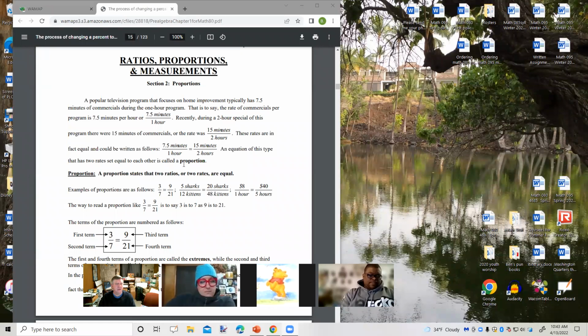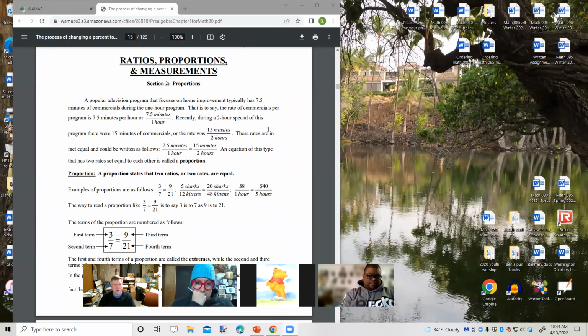A popular television program that focuses on home improvement typically has 7.5 minutes of commercials during the 1-hour program. That is to say, the rate of commercials per program is 7.5 minutes per hour, which would also be 7 minutes and 30 seconds.